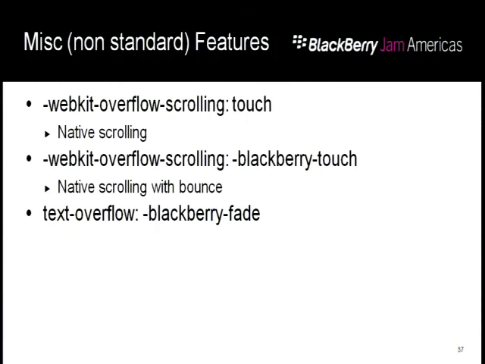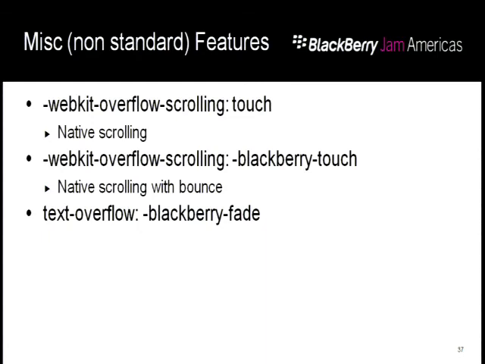We've also introduced a small extension to that, WebKit overflow scrolling BlackBerry touch, which gives you the bounce. So our default behavior in Cascades is that if you have scrollable content and the scrollable content fits in the container on the screen, it doesn't scroll, but it still allows you to bounce. So that's what this does. There's no other web standard way of expressing that.